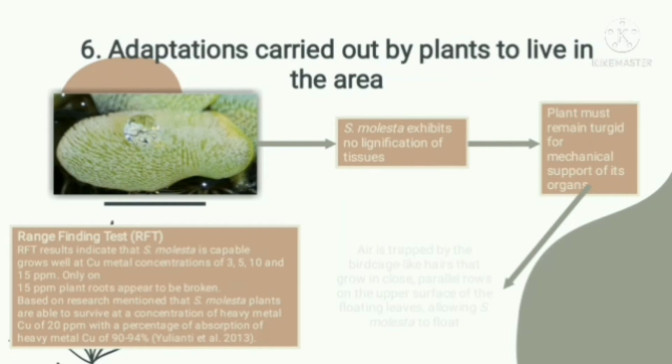And Salvinia molesta also grows well at a copper metal concentration of 3, 5, 10 and up to 15 ppm. Only at 15 ppm do the plant roots appear to be broken. Based on research, Salvinia molesta plants are able to survive at a concentration of heavy metal copper of 20 ppm, with a percentage of absorption of heavy metal copper of 90 to 94%.